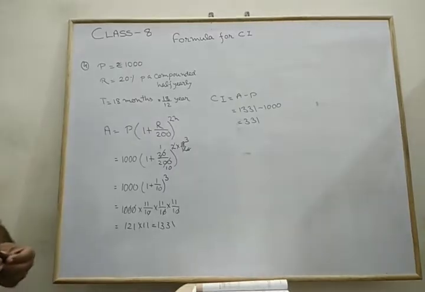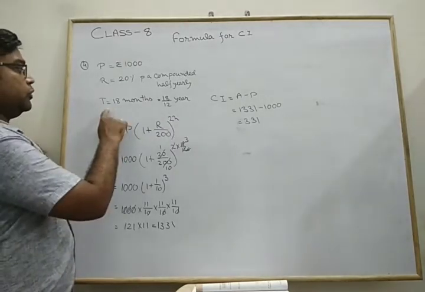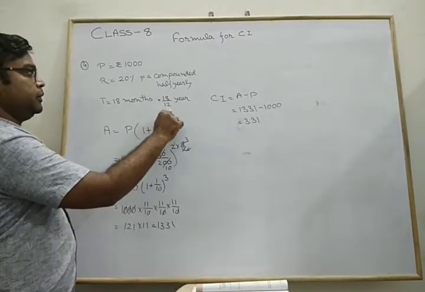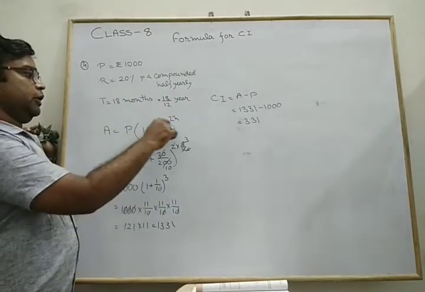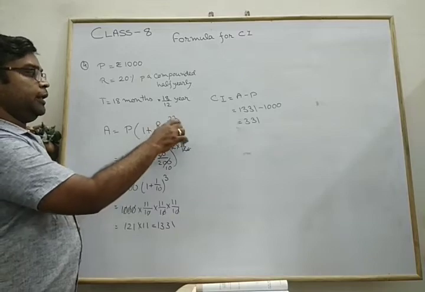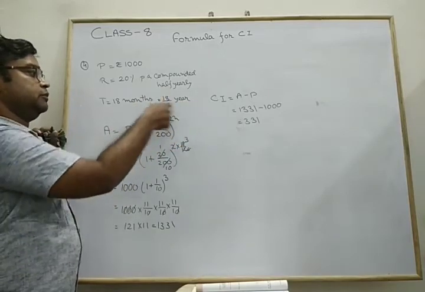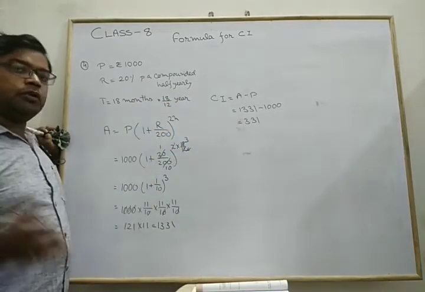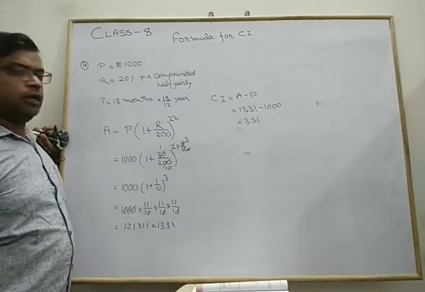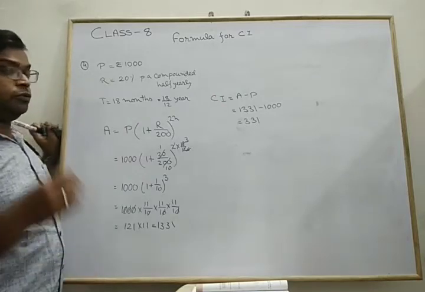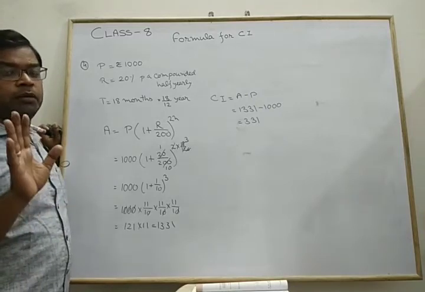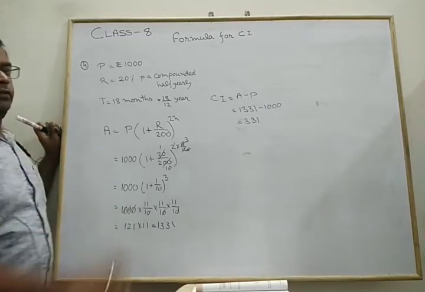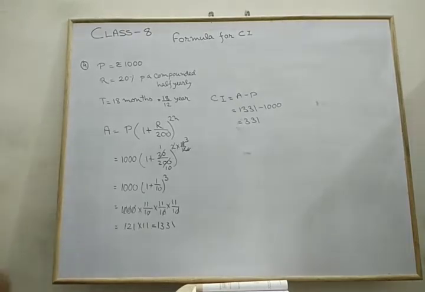In this case, what I want to discuss with you is that you need not be confused if time is given in months and it's half yearly or quarterly. You can simply use 2n or 4n, and in place of n, write the value in years. Then you can easily solve it. Otherwise, if you use the conversion period or number of interest periods, people get confused. Solve likewise. Then we are going to discuss question number 8.